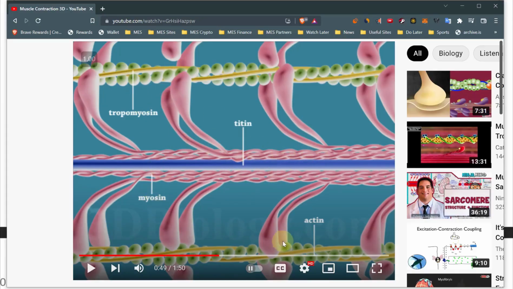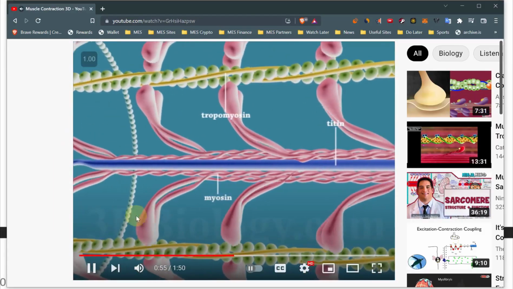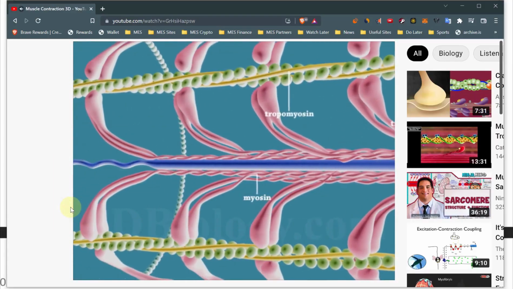And so let's see the other terms. This is the tropomyosin right here, this yellow one. Notice how it's spiraling around. And we'll keep going. The myosin heads make cross-bridge attachments to actin. Myosin heads walk along an actin filament, using ATP for energy.